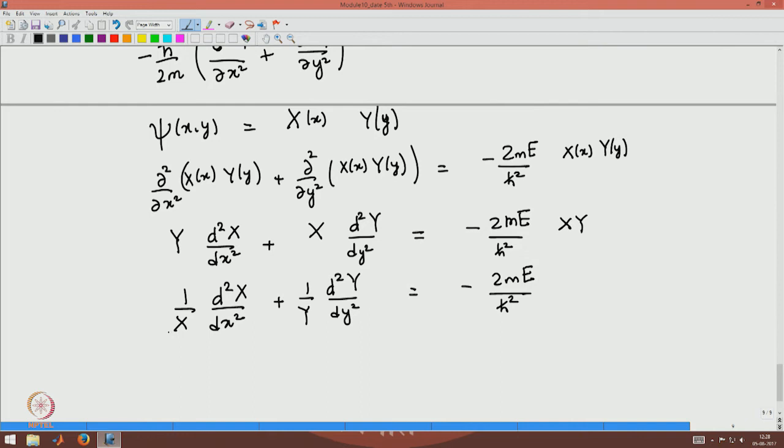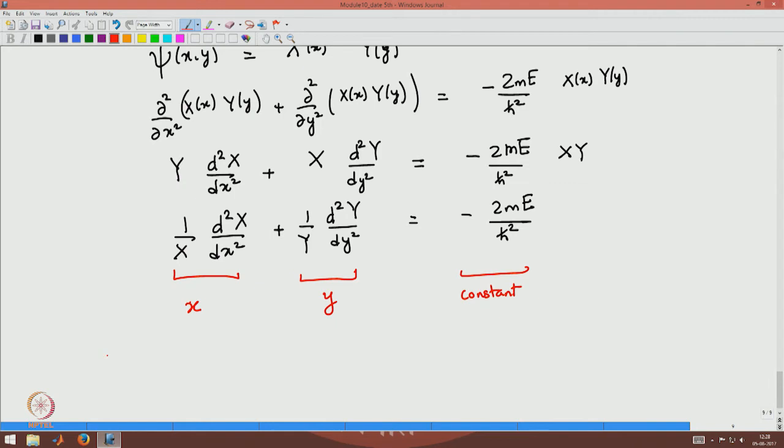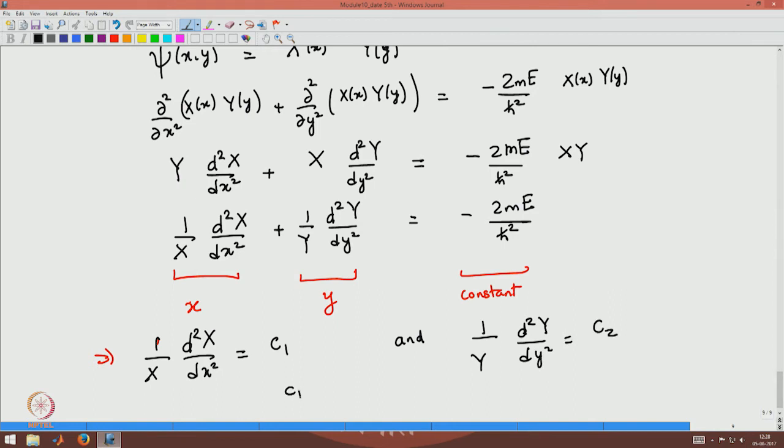Now what you notice is that in this case this is a function only of x, this is a function only of y, okay, and this is a constant. So that implies that 1 over X d square X by dx square is equal to C1 and 1 over Y d square Y by dy square equal to C2, and C1 plus C2 is equal to minus 2 m E by h cross square.